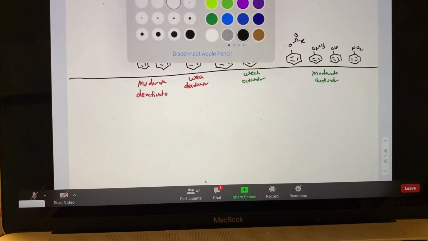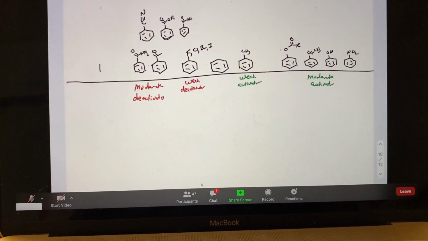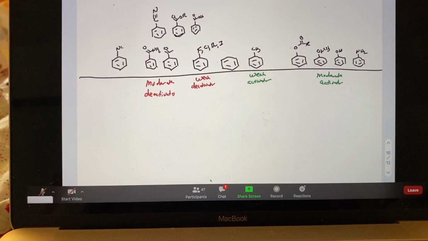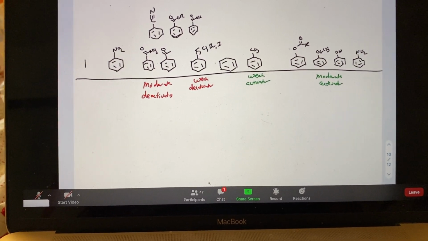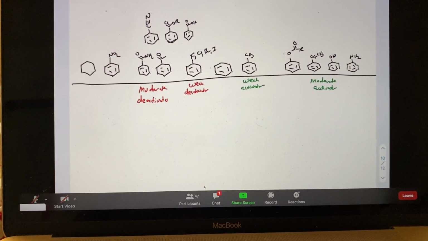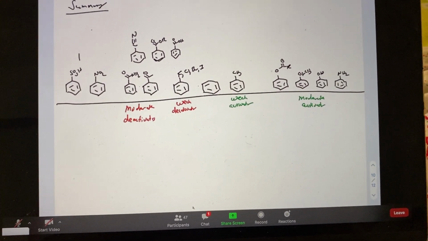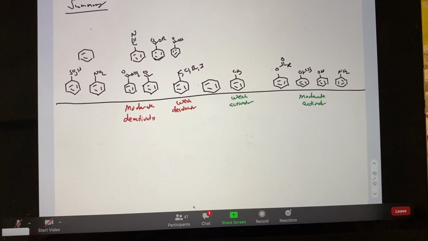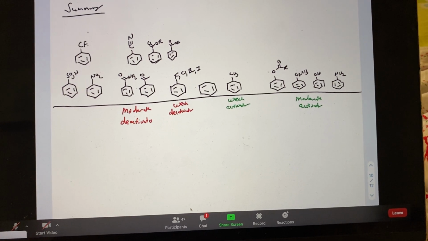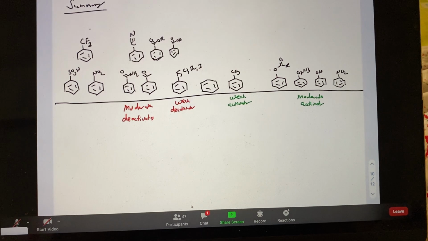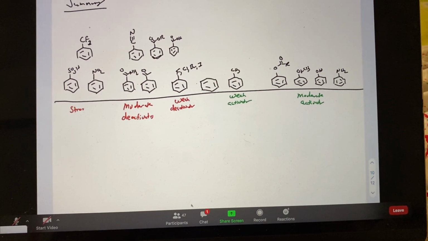And then last, we have a couple more here. How about groups that have a really strong dipole, that are just pulling electron density away from the ring? Something like nitrile, something like SO3H, something like a trifluoromethyl group, CF3. So these are all going to be strong deactivators.